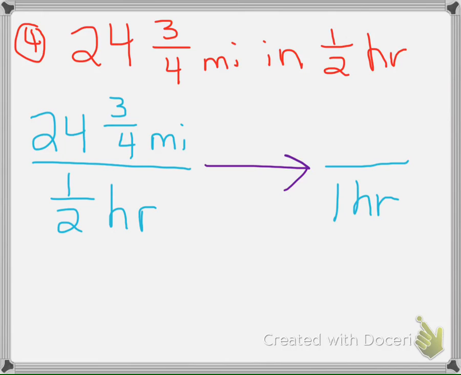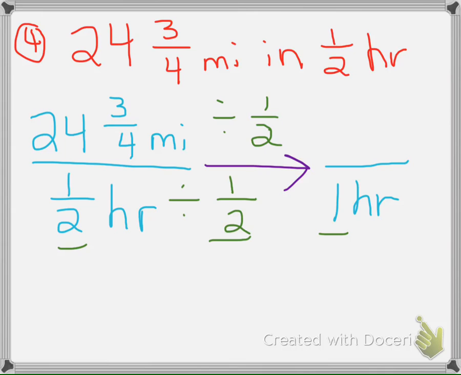But we want to go to 1 hour. So what do we have to divide 1/2 by to get to 1? 1/2, right? Because anything divided by itself is 1. So 1/2 divided by 1/2 gives you 1. So we have to divide 24 3/4 by 1/2.